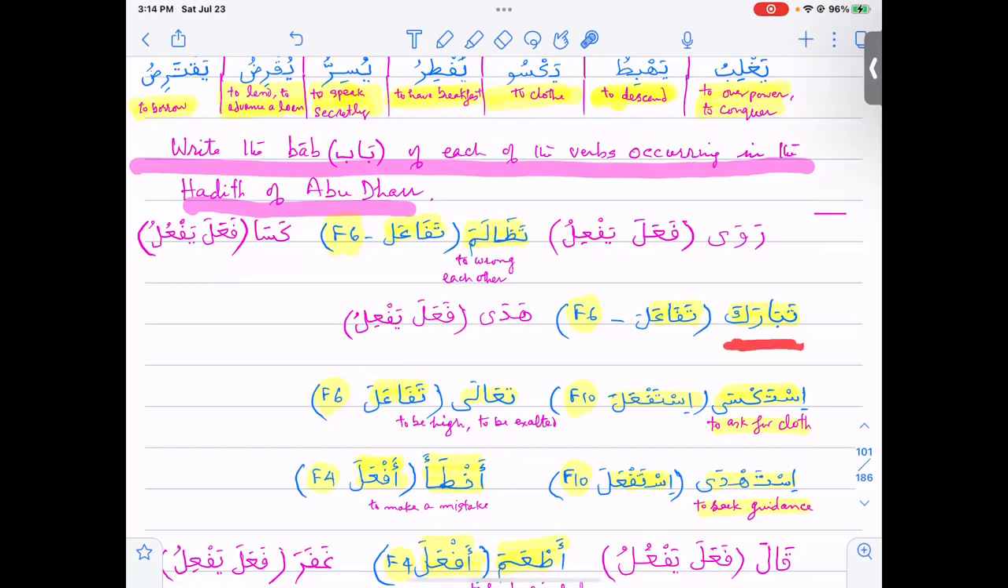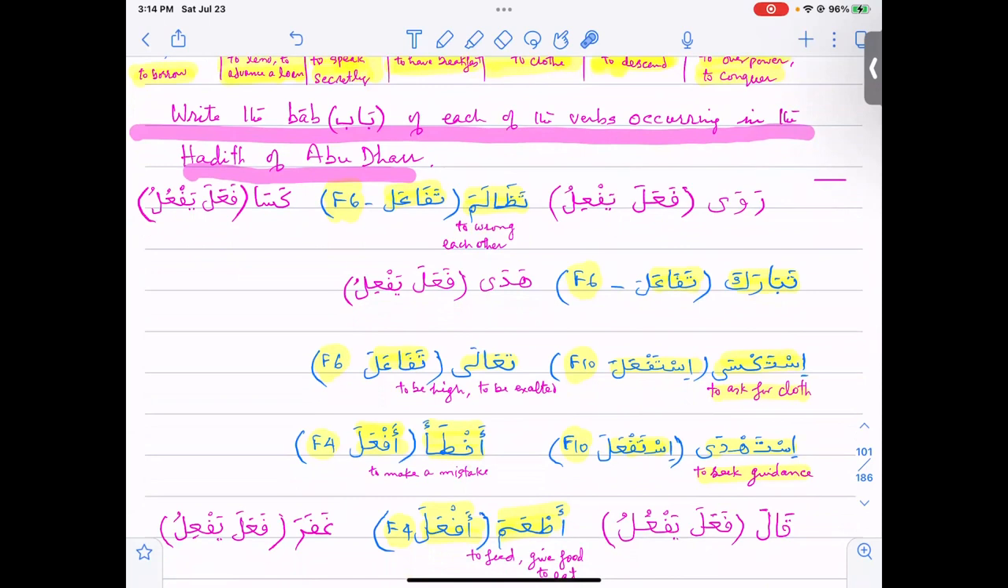Tabaraka, Form 6. Remember, Tabarak is mostly used for Allah subhanahu wa ta'ala, not for anybody. Tabaraka. Blessed. Tabarakallahu. Blessed is Allah. To be blessed. Hada yahadi, to guide. Hada yahadi. Fa'ala yaf'ilu.